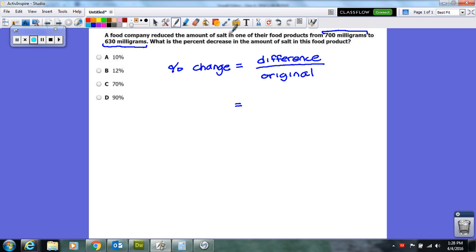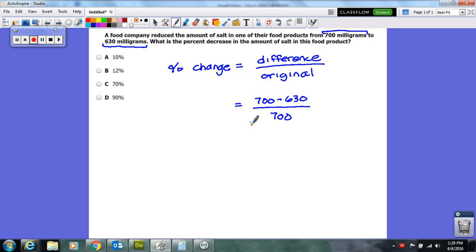It said that the salt content, or the amount of salt in their food, reduced from 700 milligrams to 630. So we need to find the difference between 700 and 630. And that value gets divided by whatever the original value, whatever it started off at. It said the food company reduced the amount of salt from this to this. So since it went from 700, we started off with 700.